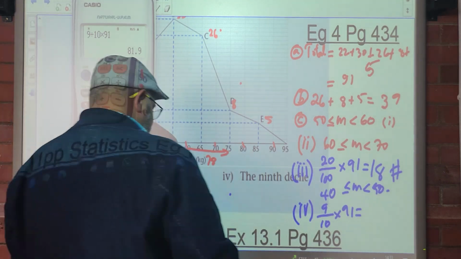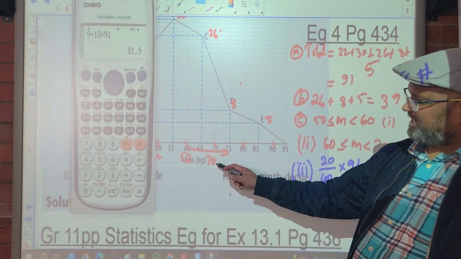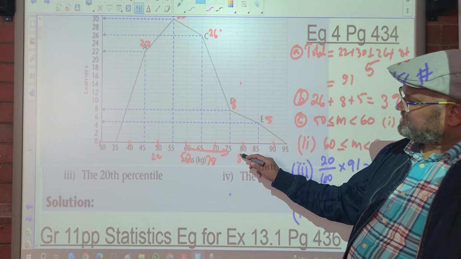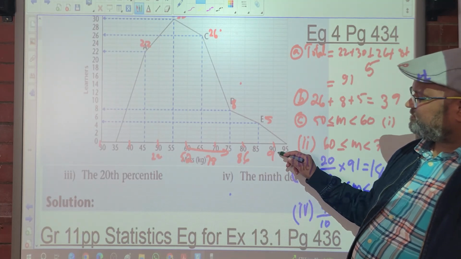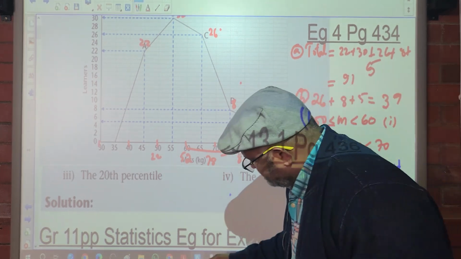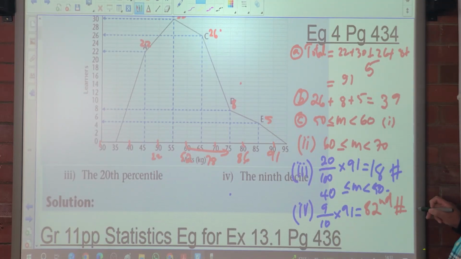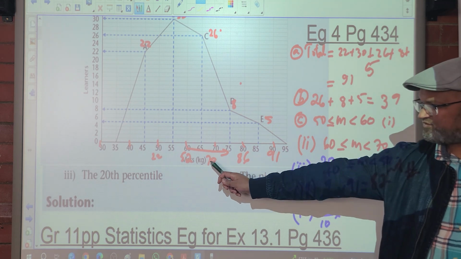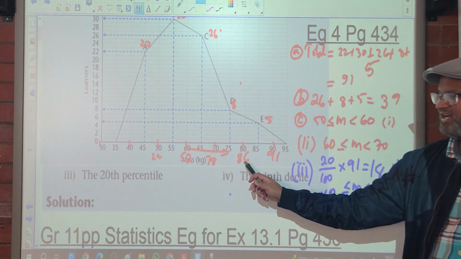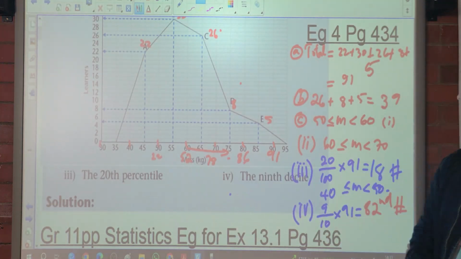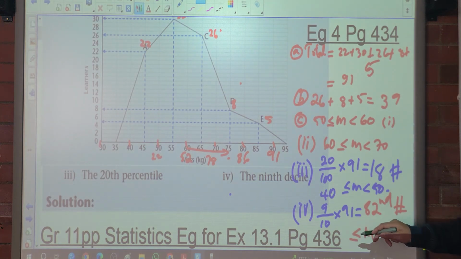So at the end of this category, I've considered 78. And then plus 8 is going to give you 86. Plus 5 is going to give you 91. So we're looking at the 82nd number. At the end of the previous category, I've considered 78. At the end of this one, I've considered 86, which means the 82nd person is in that category. You guys understand? Which means the mass there is greater than or equal to 70 but less than 80.